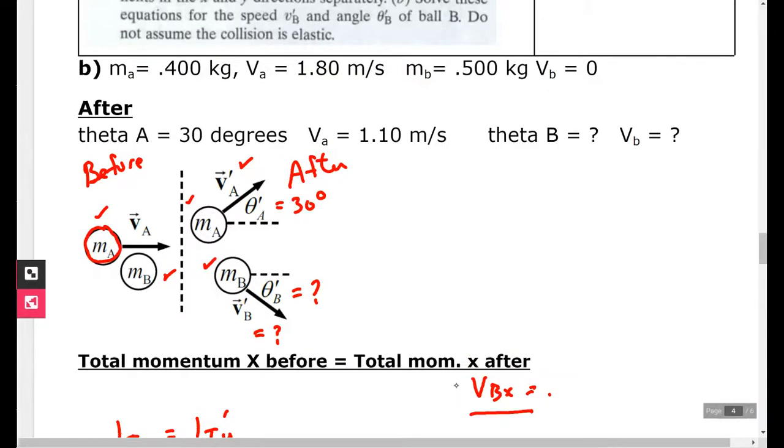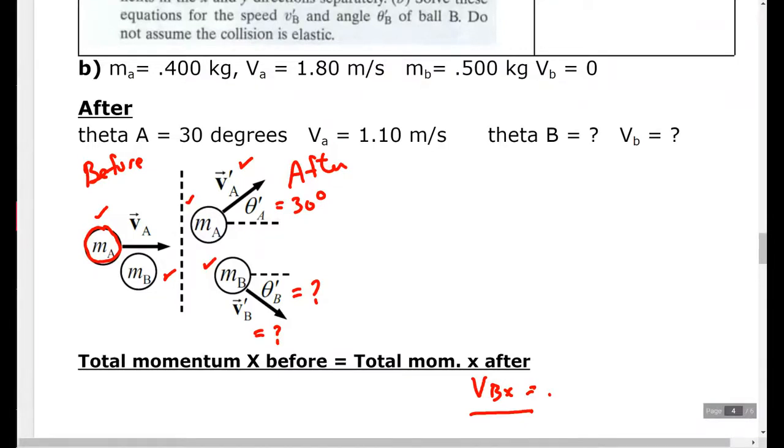But we do know physics, right? We know that the total x momentum before equals the total x momentum after. The only thing moving is A, and it's all x. So whatever that x momentum is before, the x components of these two momenta add up to the x momentum before. Now the y momentum before: this is moving entirely in the horizontal direction, so the y momentum before is 0.